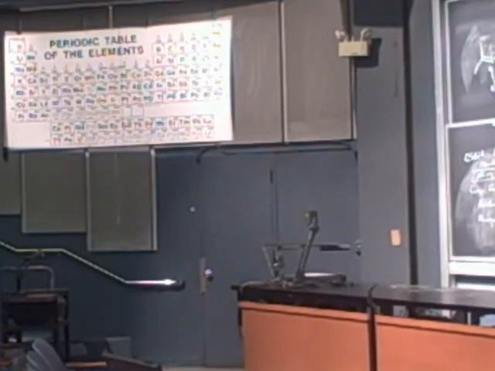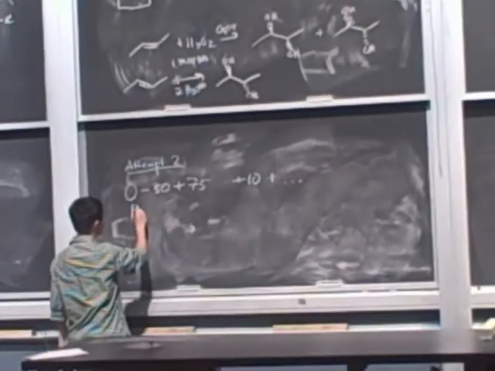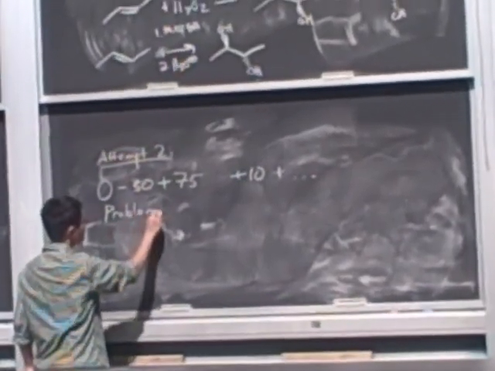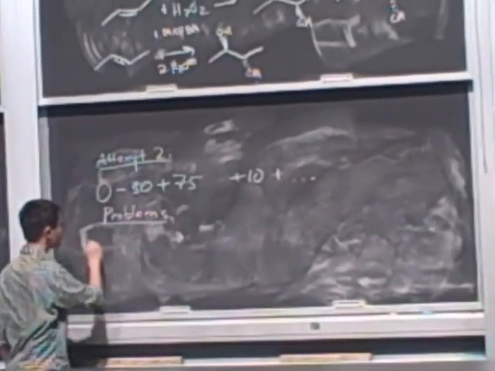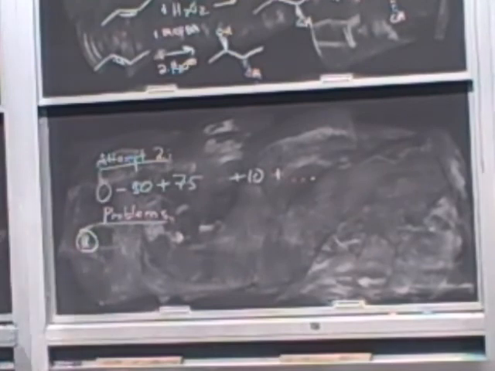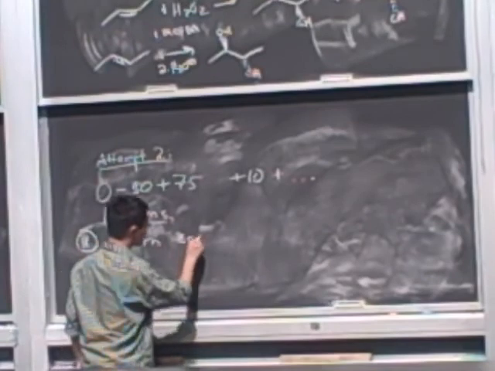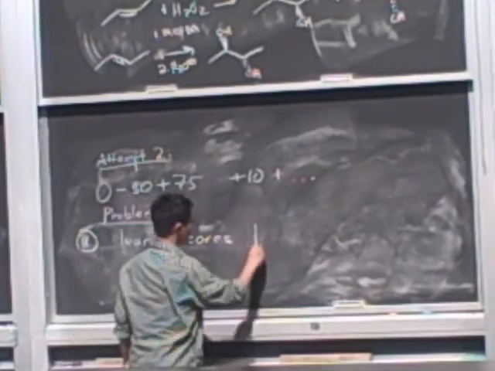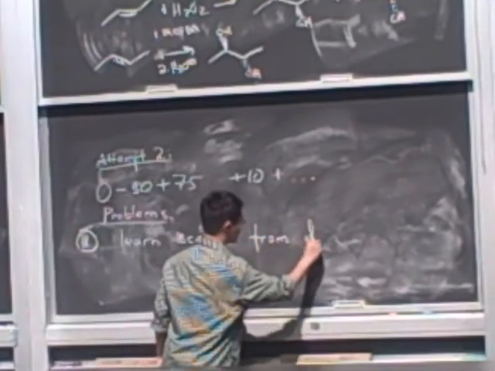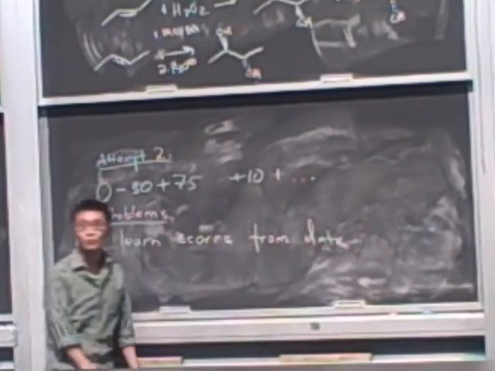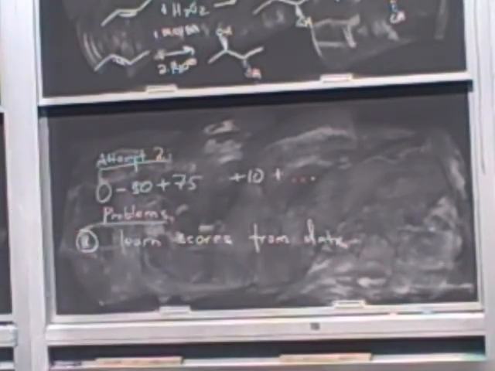So let's write down these two problems. It turns out that these two problems are connected to the scene. How do we determine the scores? We're going to learn the scores from data. We're going to learn it from past experiences. That's how we handle problem number 1.